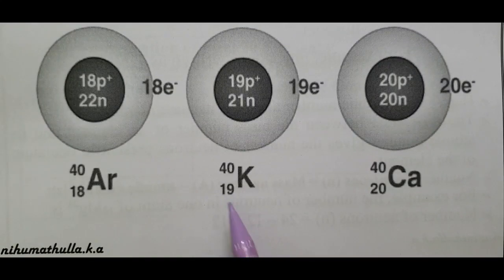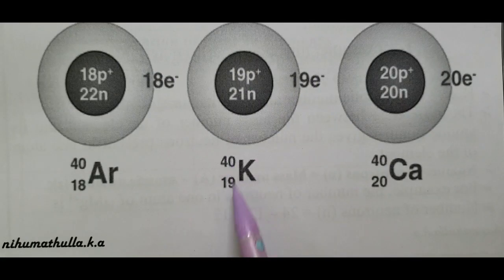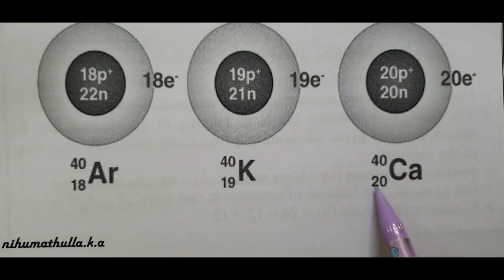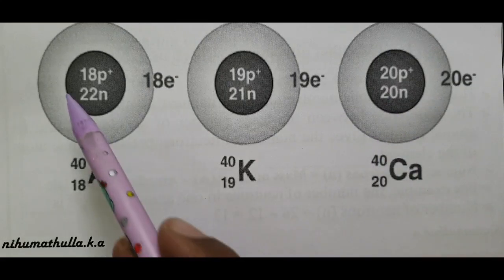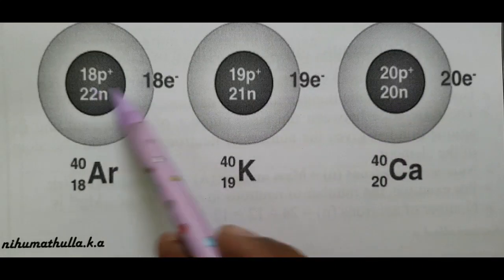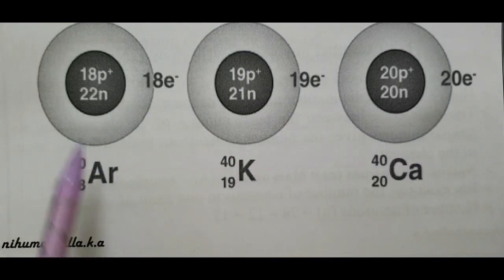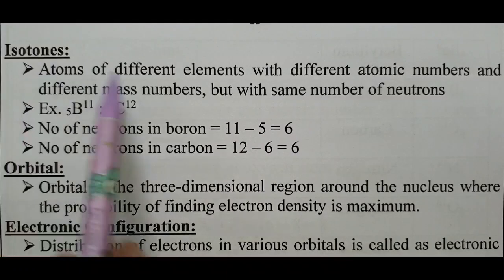Potassium, atomic number 19, means the same number of electrons and protons, and 40 minus 19 gives 21 neutrons. Calcium, atomic number 20, means 20 protons and 20 electrons. Mass number minus atomic number gives the number of neutrons. So all of these contain the same number of protons and electrons, but differ only in the number of neutrons. The number of neutrons decreases from argon to calcium. These are called isobars.